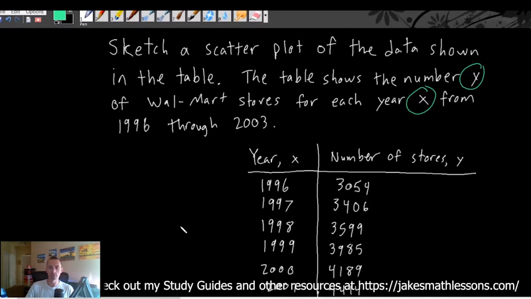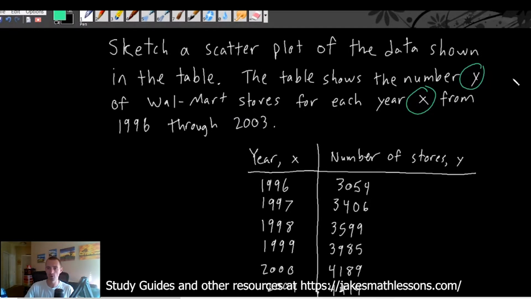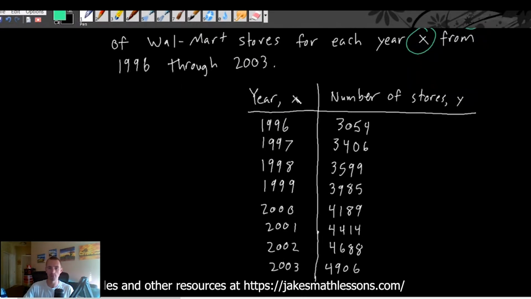So essentially in this table here, we have two columns. We have in the left column, the year that we took the measurement. And then in the right column, we have the number of stores that Walmart had during that year.